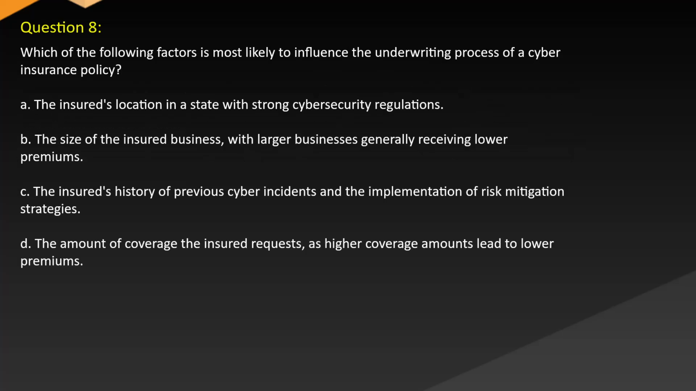Question 8. Which of the following factors is most likely to influence the underwriting process of a cyber insurance policy? A. The insured's location in a state with strong cybersecurity regulations. B. The size of the insured business, with larger businesses generally receiving lower premiums. C. The insured's history of previous cyber incidents and the implementation of risk mitigation strategies. D. The amount of coverage the insured requests, as higher coverage amounts lead to lower premiums.